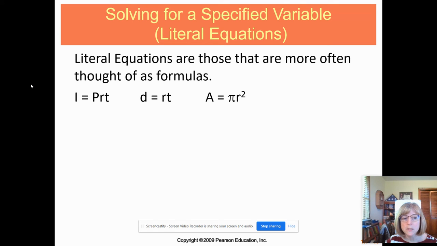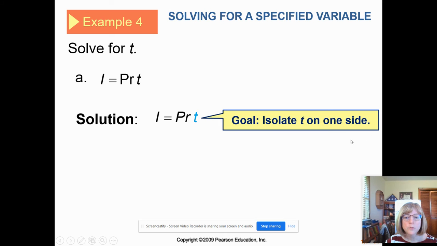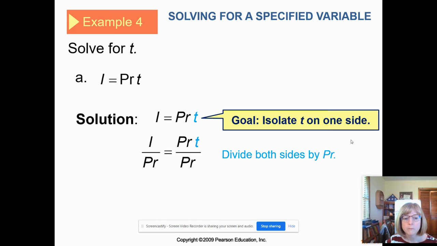So we can solve these equations for variables other than what they're currently solved for. I equals PRT, I can solve for T by dividing both sides by PR. A equals pi r squared, I can solve for R by first dividing by pi and then taking the square root of each side. So here we are solving for T, so we're going to divide by PR. It all comes down to how do I get the T by itself? How do I isolate that?